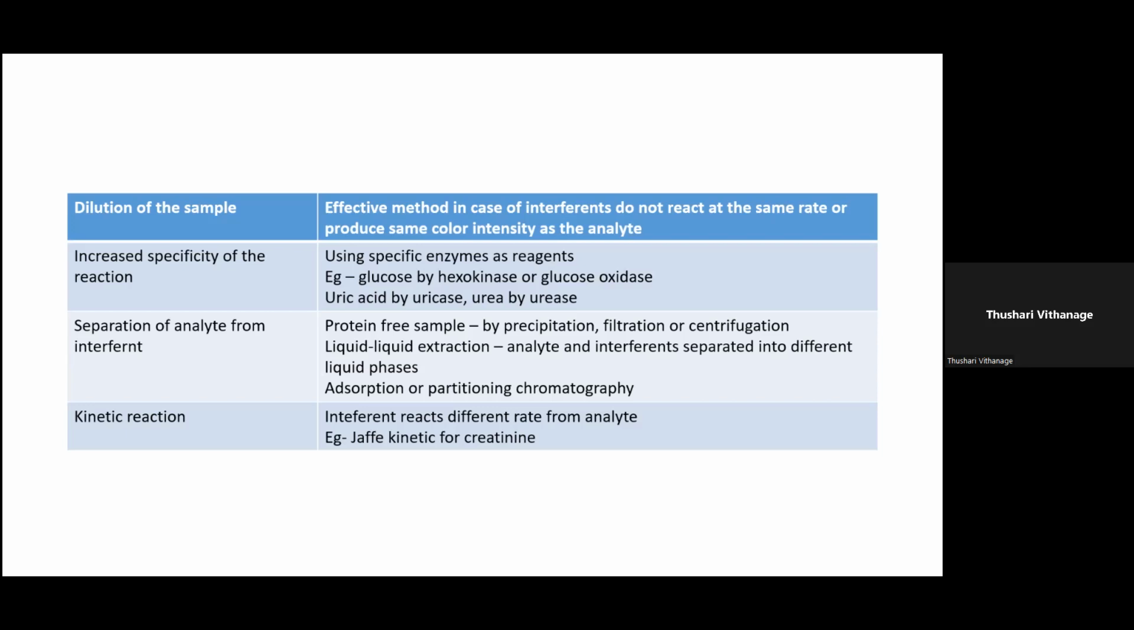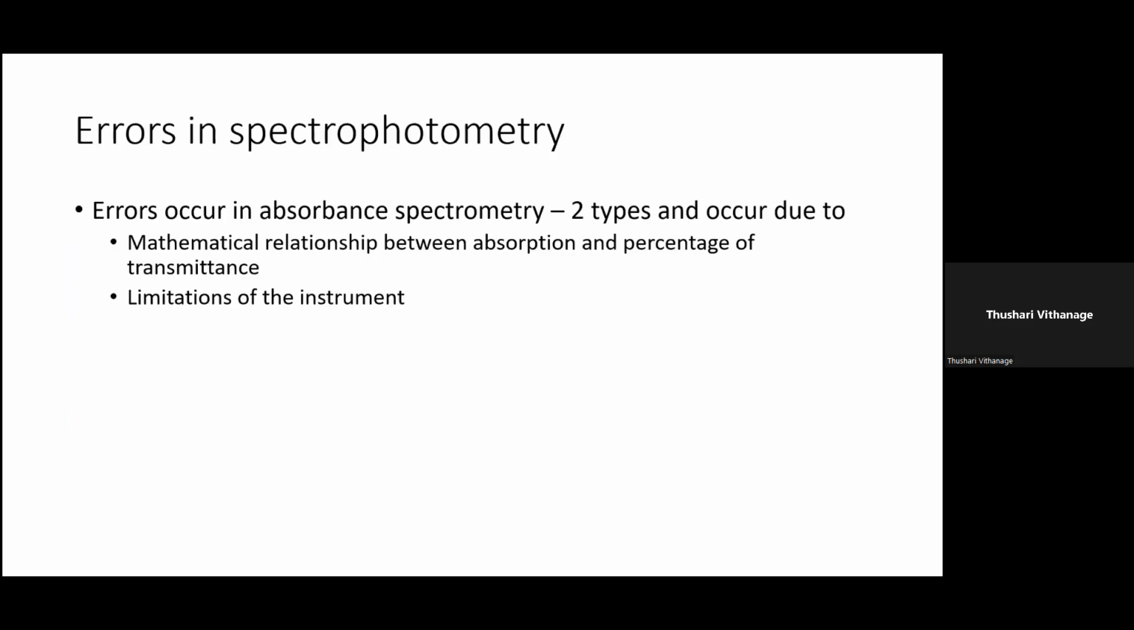We can separate the analyte from the interferent. We can get that by precipitation, filtration or centrifugation to get a protein-free sample, and we can do liquid-liquid extraction where analyte and interferents are separated into two different liquid phases, and adsorption or partition chromatography as well. We can use kinetic reaction. Interferences react at different rates from the analyte. An example is the Jaffe kinetic reaction for creatinine.